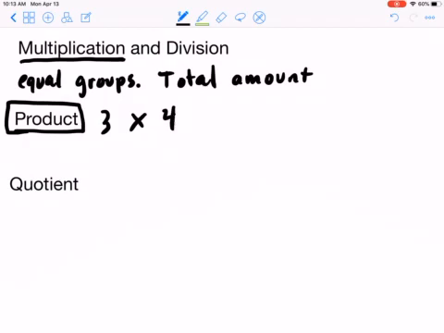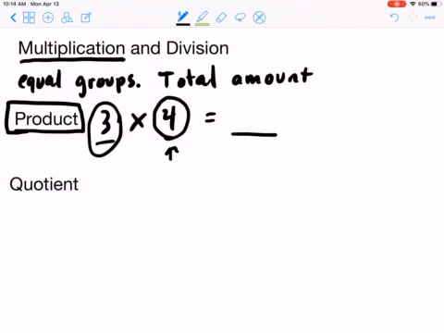We can think about this in a couple ways, but really we're saying we're going to have 3 equal groups of 4 objects, or we can have 4 equal groups of 3 objects. It goes either way because of the commutative property. But the strategy that I want us to think about here is skip counting. So if we have 3 equal groups of 4 objects, we're going to skip count, we're going to find the product here. We can skip count by 3 4 times or 4 3 times.